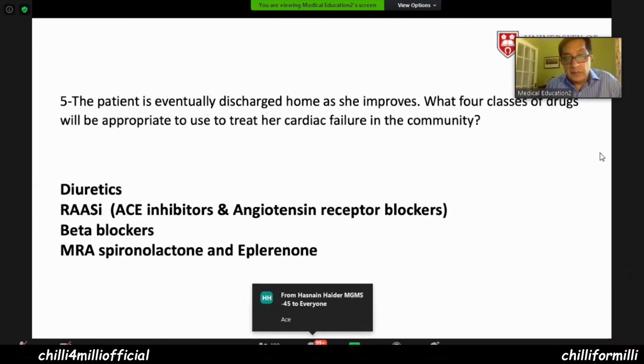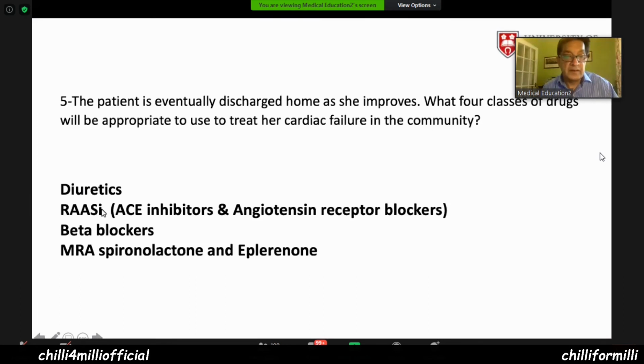Remember, these are the 4 drugs: diuretics, then RAS inhibitors, beta blockers, and MRAs like spironolactone and eplerenone. Agreed? So diuretics and your renin-angiotensin-aldosterone system inhibitor, beta blockers and MRA, spironolactone, and that kind of drugs, right?